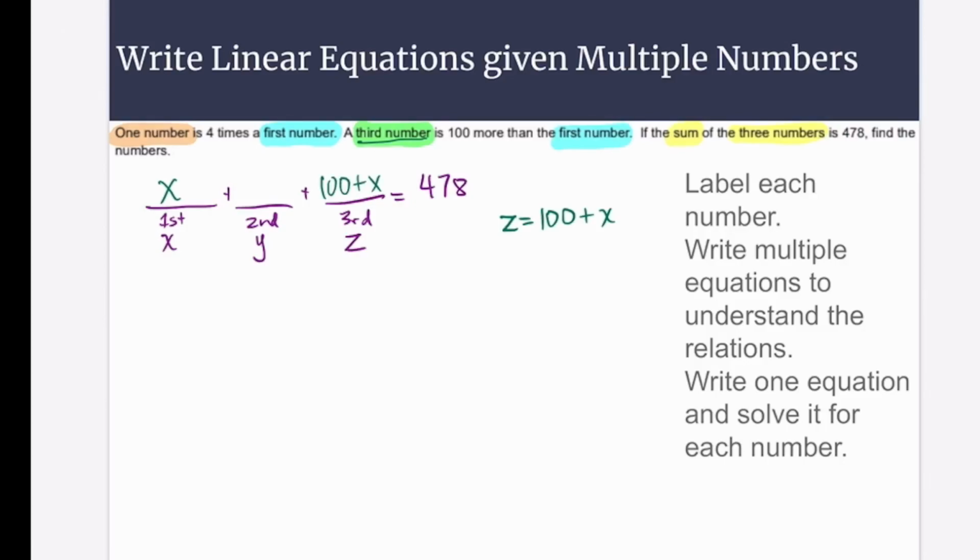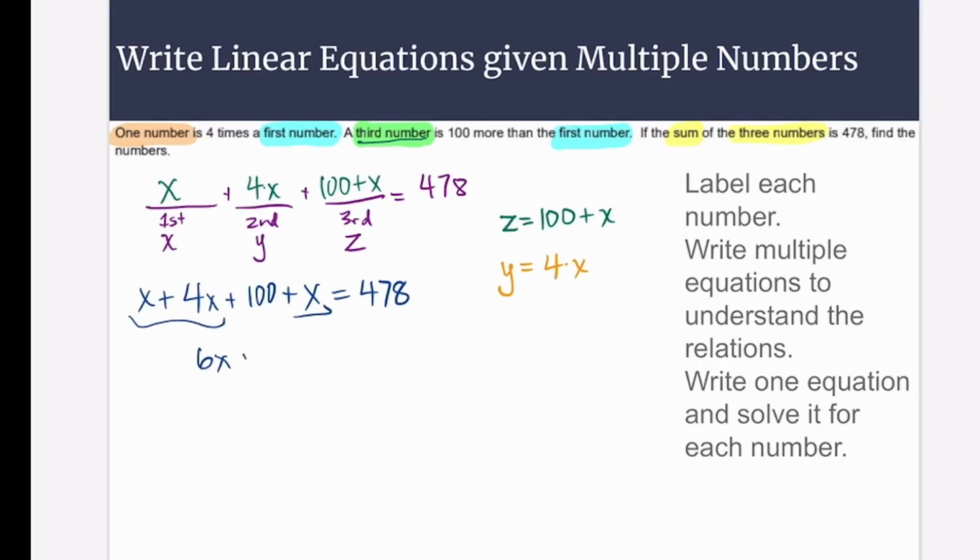I know nothing about the second number, so that first sentence has got to be the second number. One number, which let's say is y, is 4 times the first number, which is x. So instead of writing the y there, I could write 4 times x. And that's your equation. So you have x plus 4x plus 100 plus x equals 478. You can see the three numbers kind of outlined. That's probably the best thing to do: draw out the spaces and fill in the blanks. That's the hardest part. Everything else here is just solving.